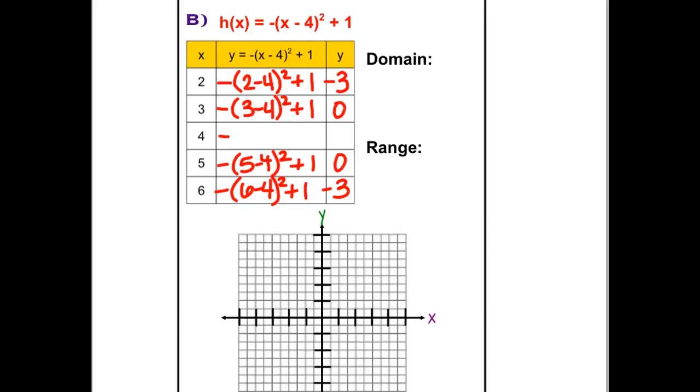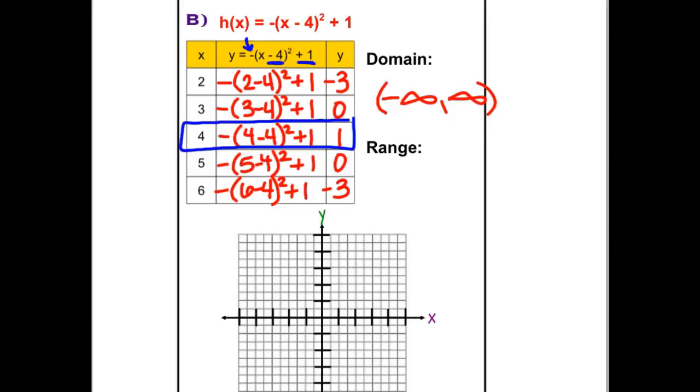And then we have the negative of (4 minus 4) squared plus 1. And 4 minus 4 is 0. 0 squared is 0. Make it negative, it's still 0, plus 1 is 1. So that means we know that our domain is negative infinity to positive infinity. Our vertex, because we're in vertex form, we know because this went right 4 up 1, and we have (4, 1). So my range, however, it opens down, so it's sad. So it goes from negative infinity to positive 1 with the square bracket.